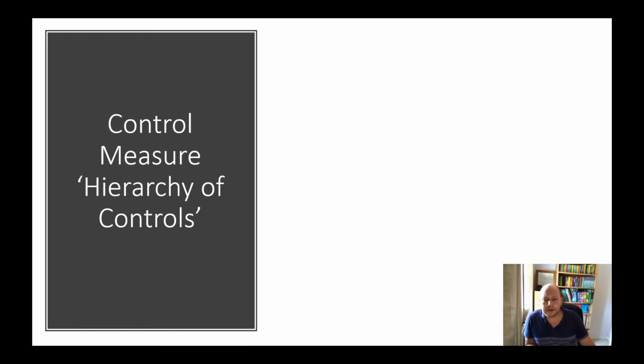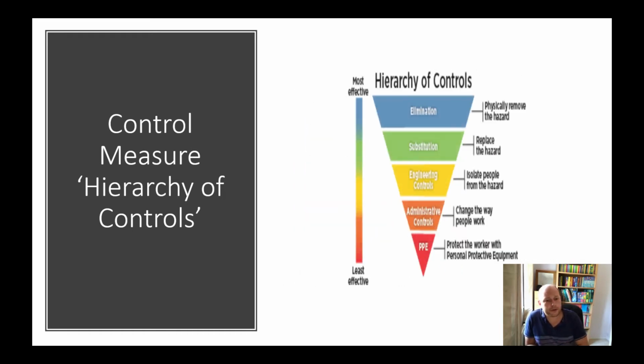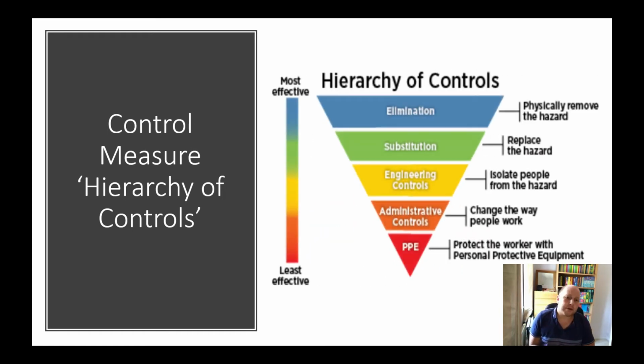So, there's a hierarchy of controls for control measures, starting with elimination. Okay, if you can completely remove the hazard, that is the ideal thing to do. That's perfect.